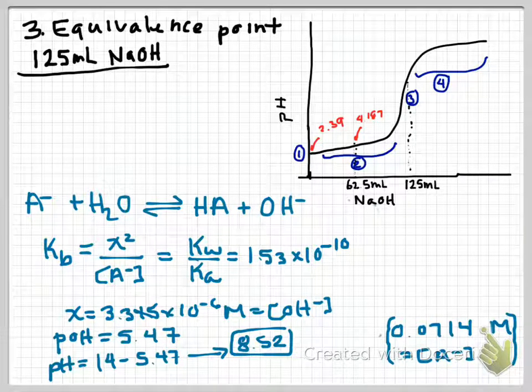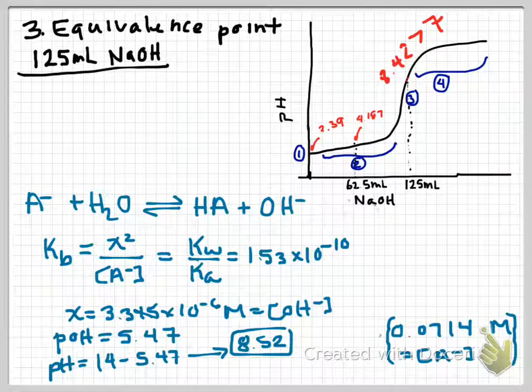So it's important to note that the pH at the equivalence point for this type of titration is greater than 7. If I had a strong base, strong acid titration, I would have a pH of 7. Here, because my neutralization product is a weak base in and of itself, at my equivalence point I'm going to have a slightly basic pH. In this case, it calculates to be 8.52.